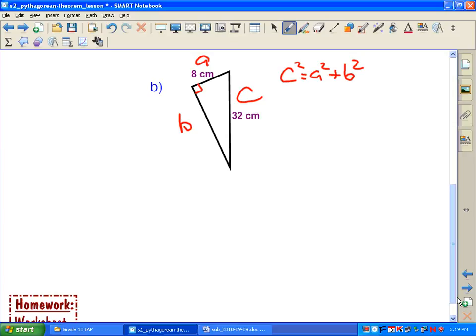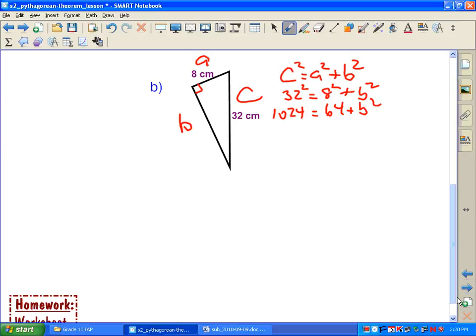C is 32. So 32 squared is A, which is 8 squared, plus B. We don't know B, so that's B squared. Now 32 squared. Use your calculator for that. Well, I don't have to, but you probably do. 32 squared is 1024. 8 squared, 64. B squared, still B squared.